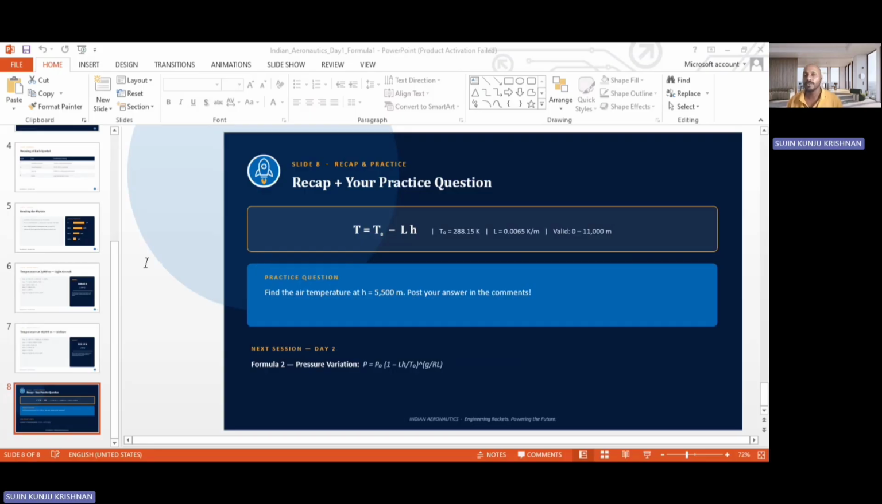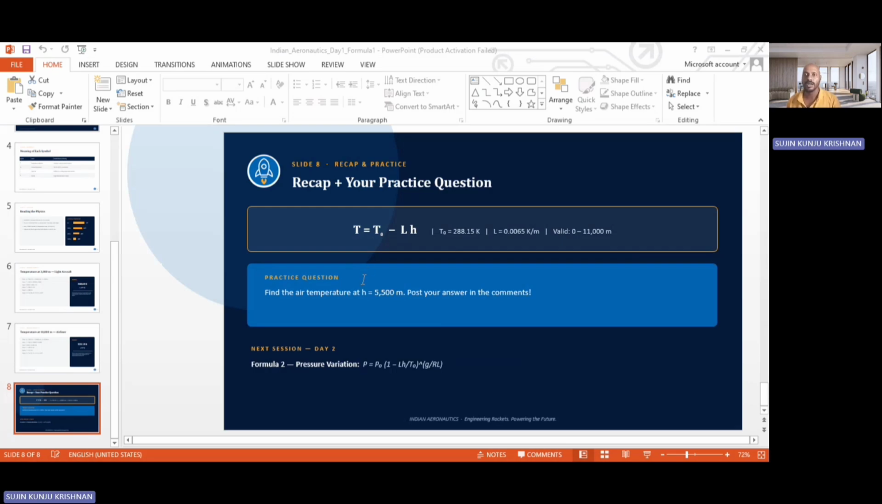Second, this formula is only valid up to 11,000 meters. Beyond that, the temperature is treated as constant and you need a different relation, which is coming in a future session. Third, always check whether your answer is expected in Kelvin or Celsius. Add or subtract 273.15 to convert, and double check your final number makes physical sense. Temperature should always be dropping as altitude increases in this layer.